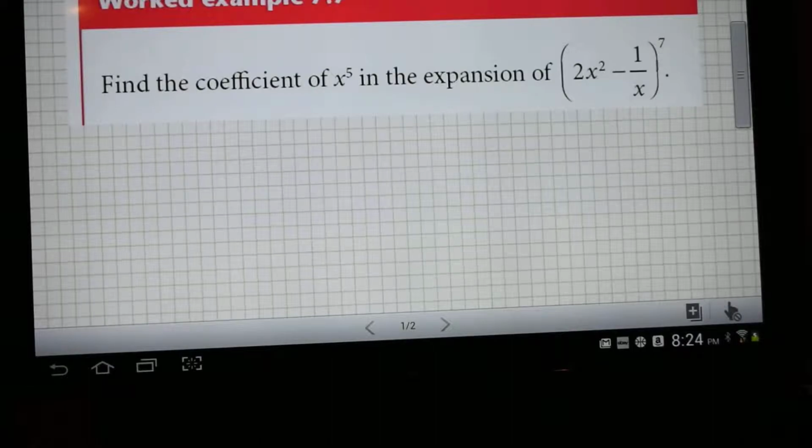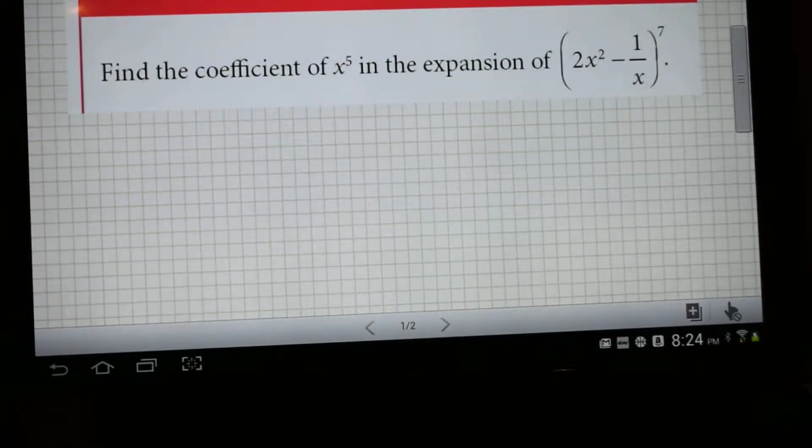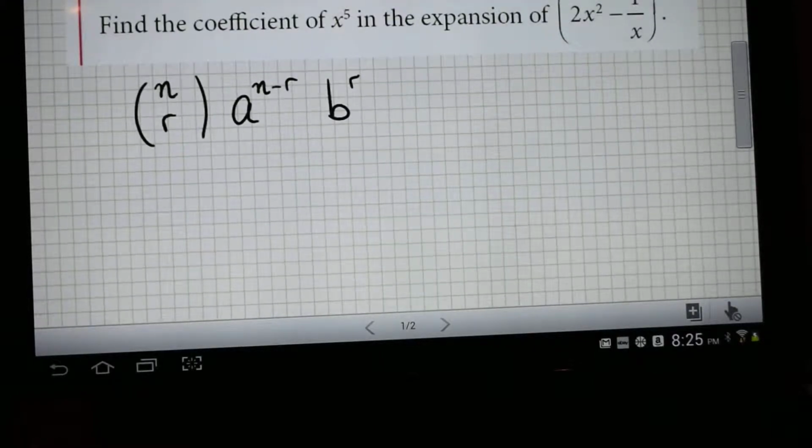So here's this worked example. Find the coefficient of x to the fifth power in this expansion. Well, you want to start with the formula. By now, you should be pretty familiar with the binomial theorem. That's the binomial theorem. And before we can work on this right here, we need to get it in a better form. And you'll see in a second what I mean by that.